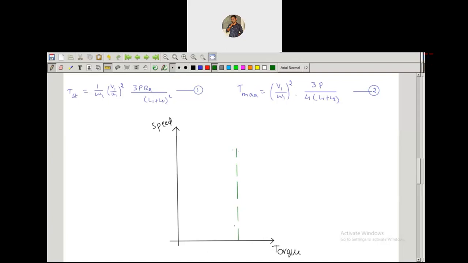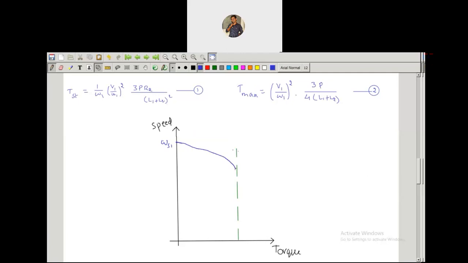This is a maximum torque line. Because as you keep V1 by W1 constant, the maximum torque value is going to be constant. Let me take it at frequency W1, at speed omega s1, that is for the corresponding frequency W1. Omega s1 is for the corresponding stator frequency W1. So this is what we can observe.